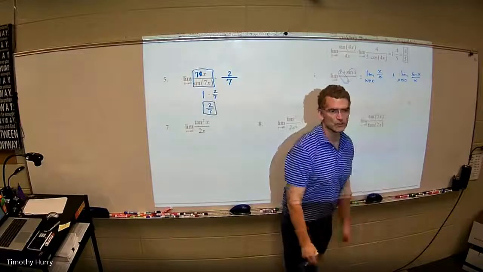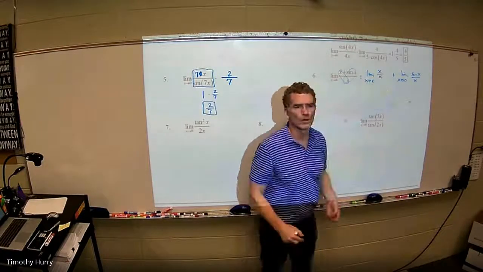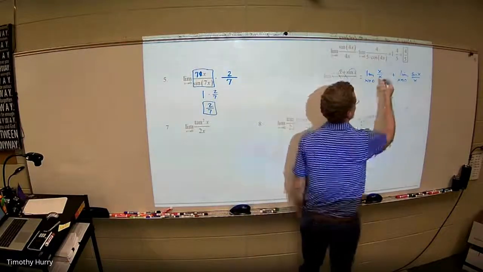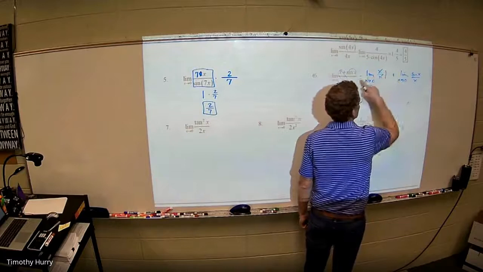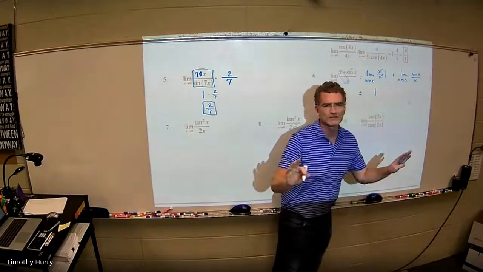Now, this is not even a trig problem. When I try to evaluate this limit, I get 0 over 0. What's my rule when I get 0 over 0? If I can cancel a factor, I cancel it, and I'm left with the limit of 1. Well, the limit of a constant is itself, always.